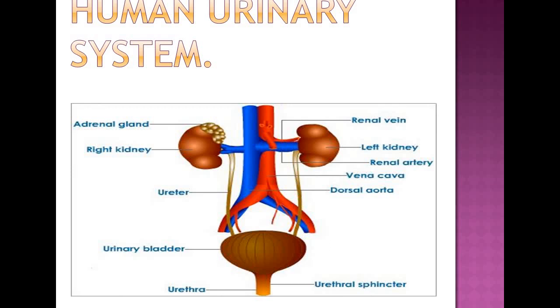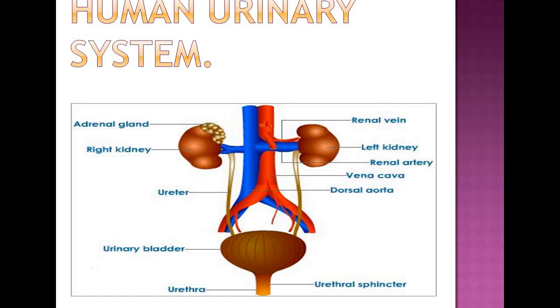Let us see the human urinary system. It consists of a pair of kidneys which are bean-shaped. The kidney on top has a renal gland. Kidneys open into the ureter, the ureter into the urinary bladder, and the urinary bladder into the urethra. The urinary bladder acts as the primary storage organ of urine.